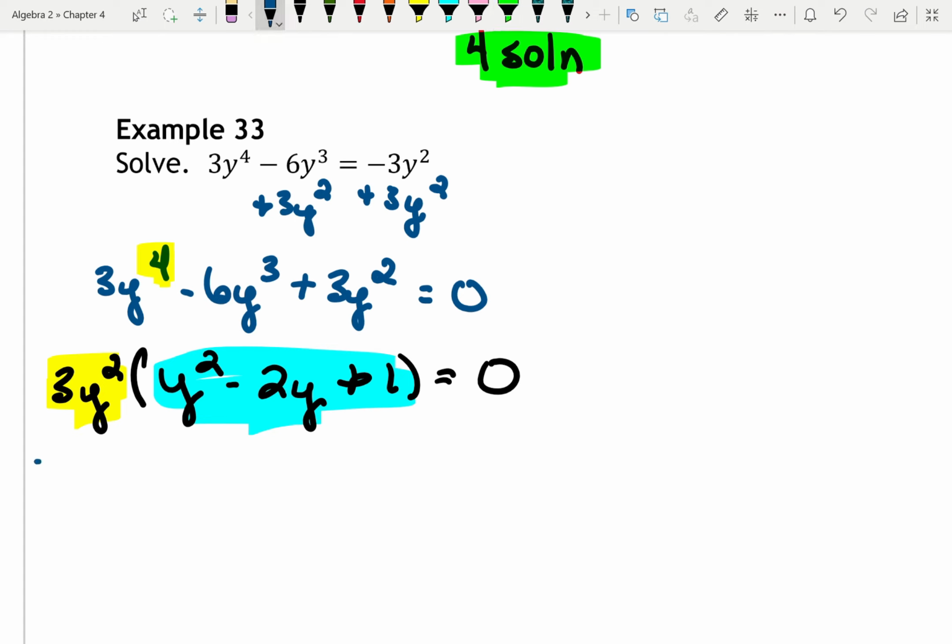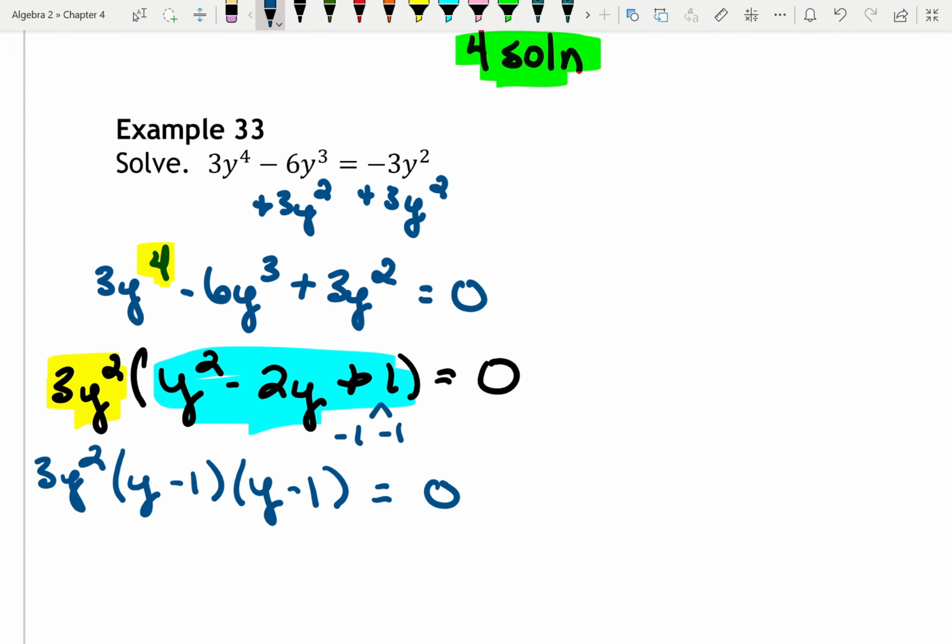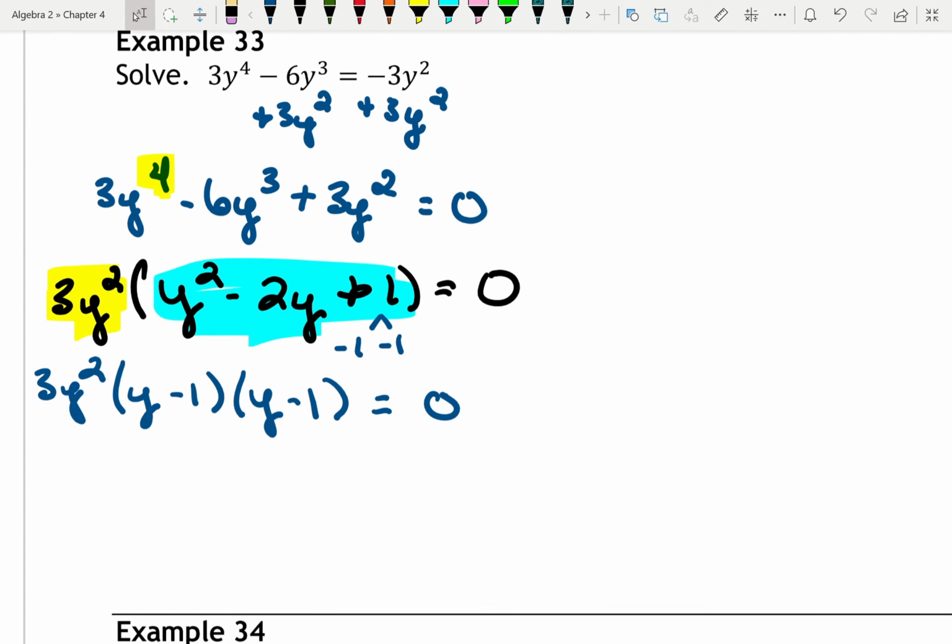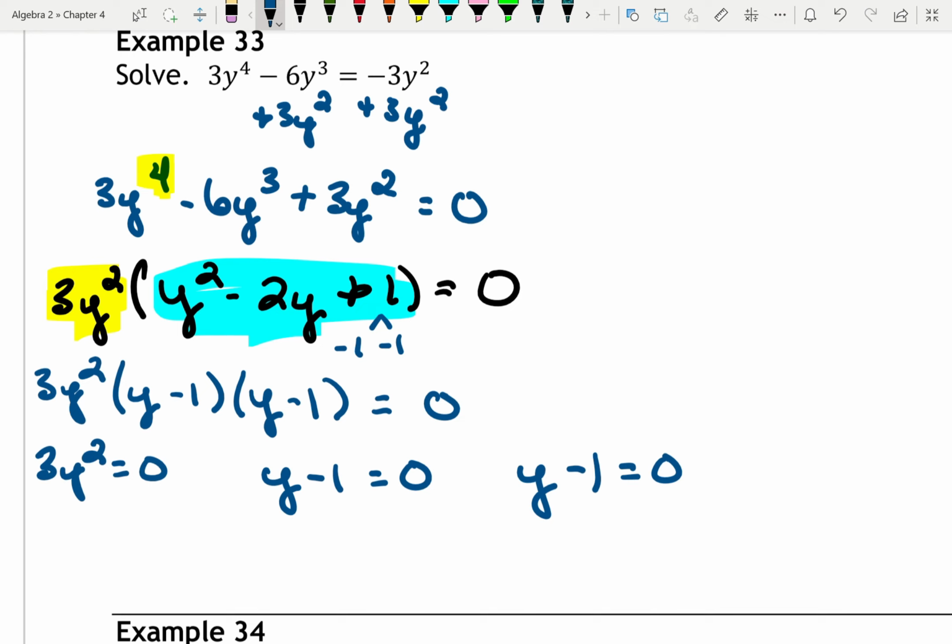As I continue on, I'm going to have 3y squared, and this middle guy is going to factor. -1 times -1 gives me the -2. So I'm going to have y minus 1 times y minus 1 equals 0. Now that it's completely factored, I can use the zero product property. 3y squared equals 0, y minus 1 equals 0, and y minus 1 equals 0. From the left, the 3y squared gives me y equals 0. Then we get y equals 1 and y equals 1.